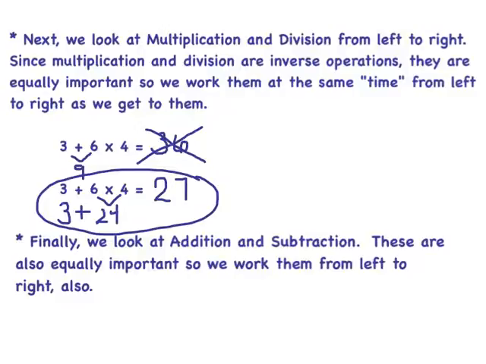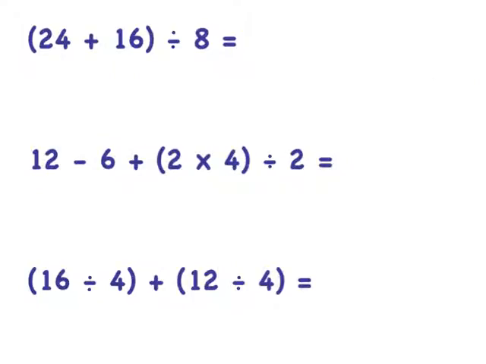Then finally, the last thing we would look at would be the addition and subtraction, which is what we just did with this 3 up here when we added the 3. And these are equally important, so we work them from left to right, the addition and subtraction, just like we did this multiplication up above. So let's try some problems where we may have a combination of some of these operations. Remember PEMDAS: parentheses, exponents, multiply and divide, and then add and subtract.